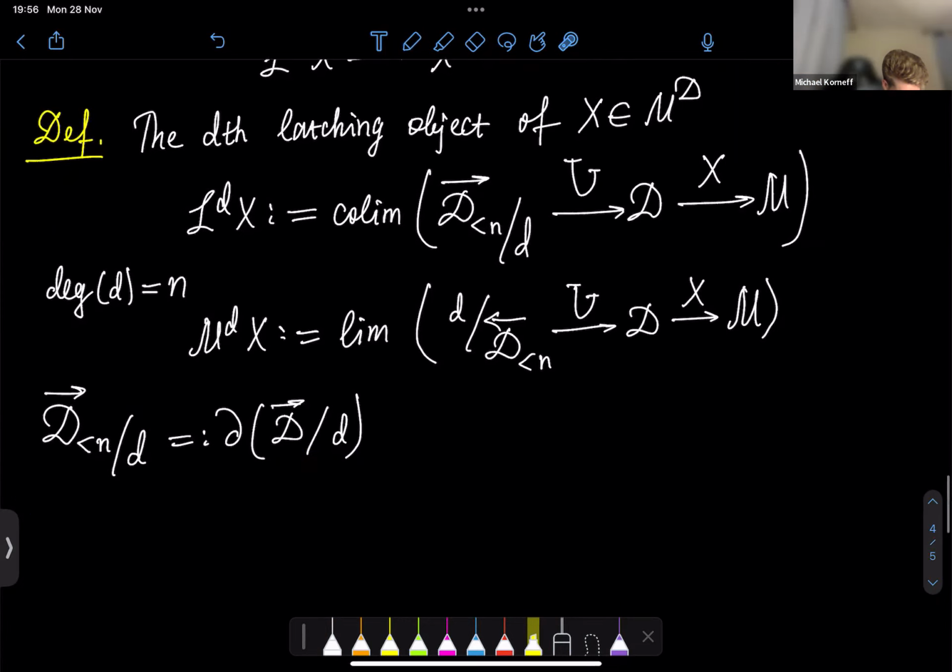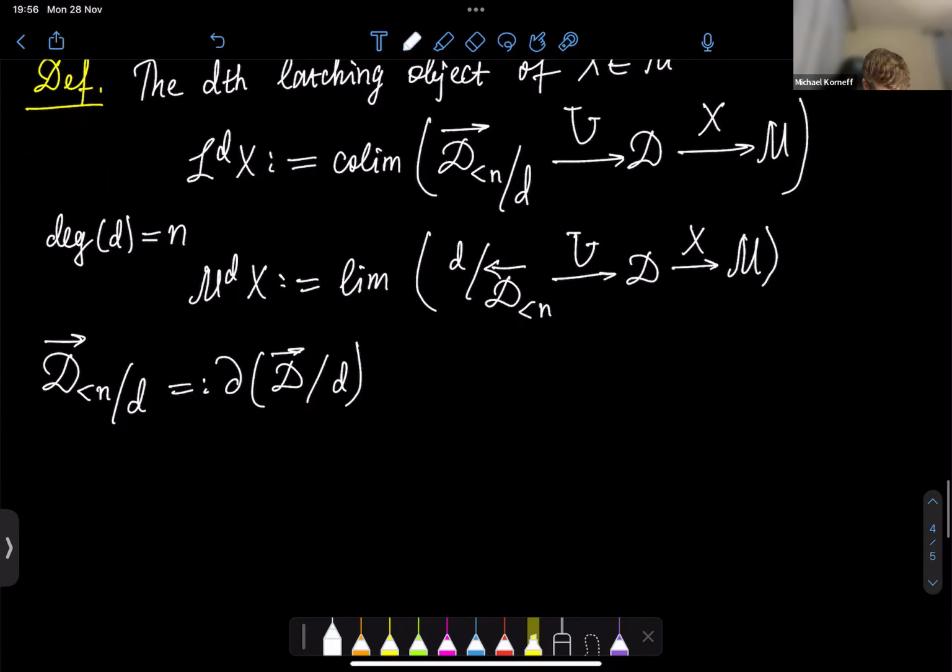Now, on a Reedy category we have the degree filtration, and diagrams indexed by Reedy categories, and also maps between them, are naturally defined inductively over the filtration of the Reedy category. So we can apply induction arguments for different kinds of proofs.